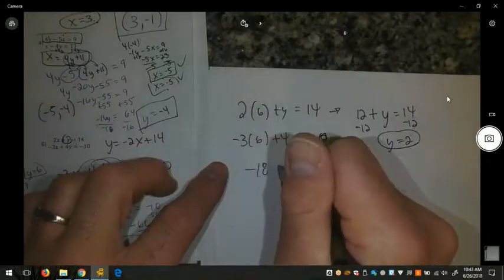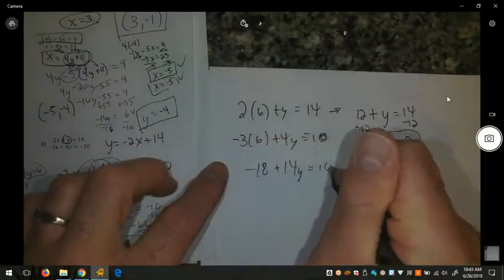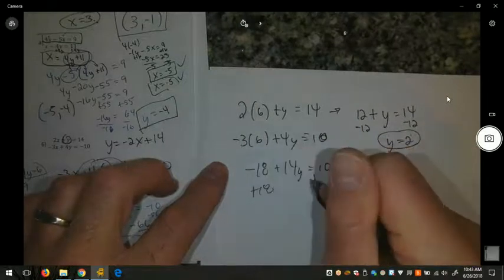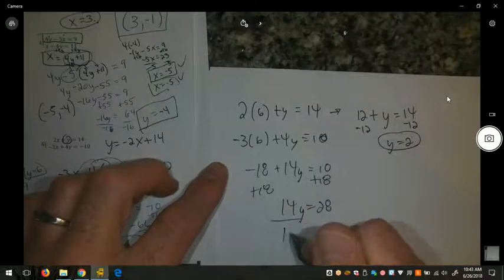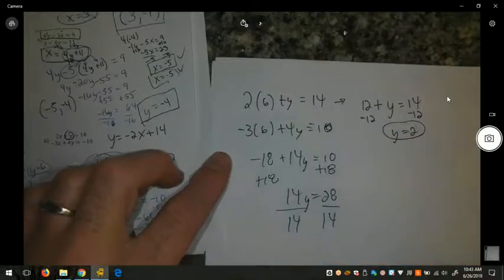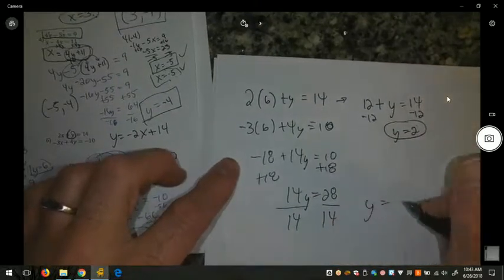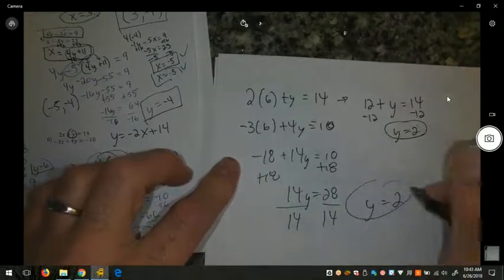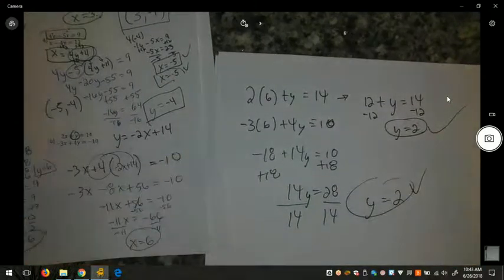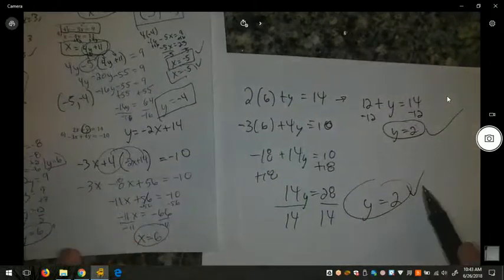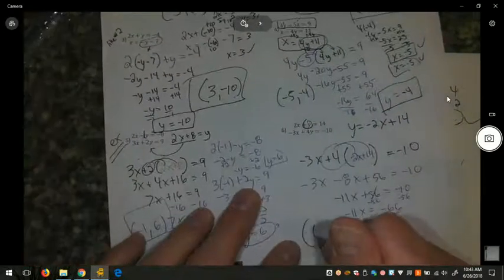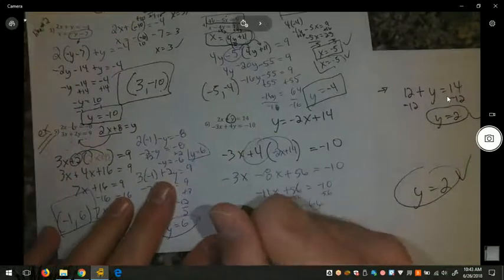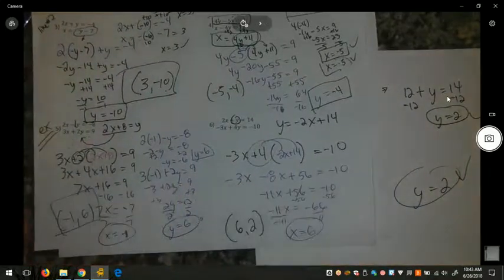This becomes negative 18 plus 4y equals 10. When I add 18 to both sides, I get 4y equals 28. Dividing by 4 to undo the multiplication, I get y equals 7. So since y is 2 for both of those, x must be 6, and that must be the y that goes with it. My solution for number 6 is 6, the x-coordinate, 2, the y-coordinate.